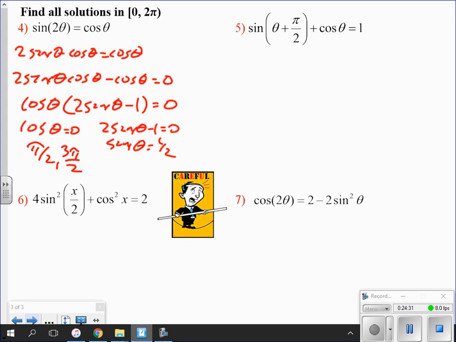And where does the sine of theta equal 1/2? Pi over 6 and 5 pi over 6. So I can factor and set each term equal to 0.